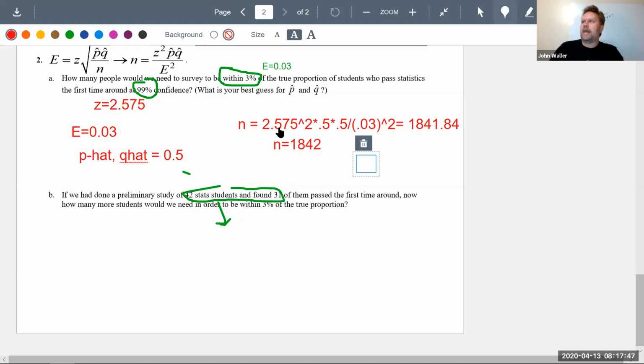So what do we know p hat is? In fact, what does p hat mean in general? P hat is the percentage from a sample. Just like x with a bar on it means the sample mean, p with a hat on it means the sample percentage. So we found 31 out of 42. That's exactly what we do. 31 divided by 42. And what do you guys get?